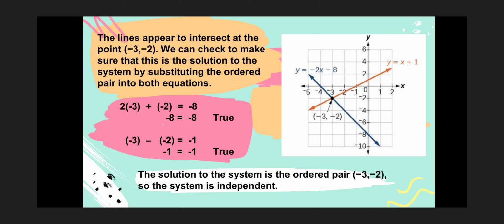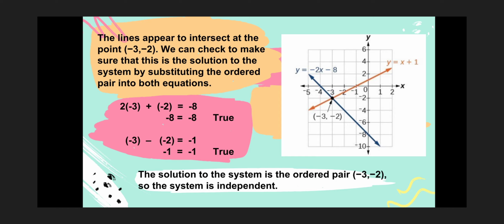Minsan, pwede naman yun kunin nyo yung x and y intercept when, for example, x is equal to 0 and y is 0 para mag-graph nyo. So, dito kanina yung given natin, nag-intersect siya sa negative 3 and negative 2. So, therefore, pwede yan yung solution set natin. Then, i-check natin kung siya nga. So, 2 times negative 3, yung x, and plus y, negative 2. So, negative 8. So, therefore, true.